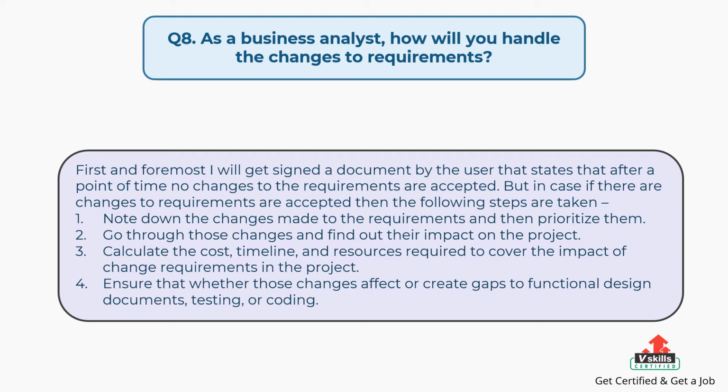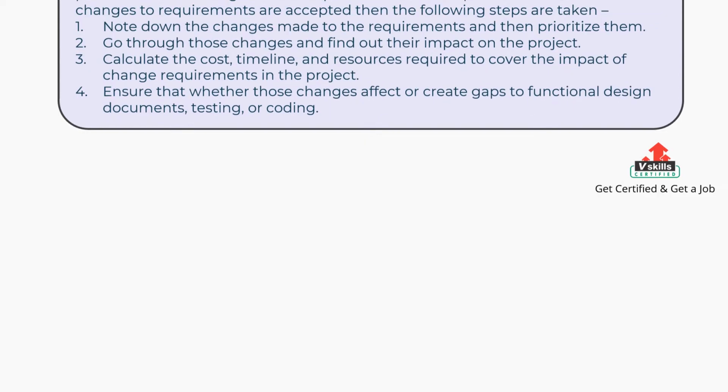Note down the changes made to the requirements and then prioritize them. Go through those changes and find out their impact on the project. Calculate the cost, timeline, and resources required to cover the impact of change requirements in the project. Ensure that whether those changes affect or create gaps to functional design documents, testing, or coding.